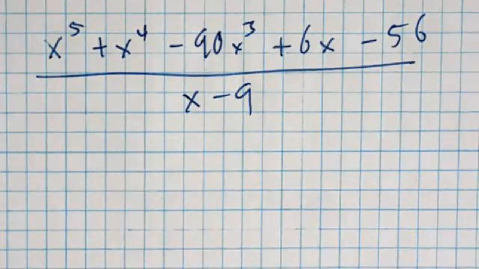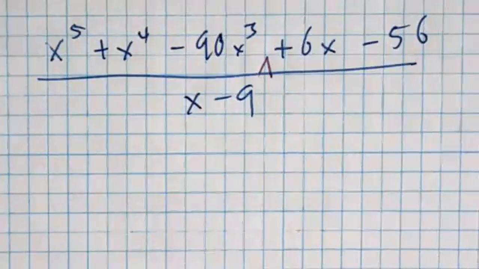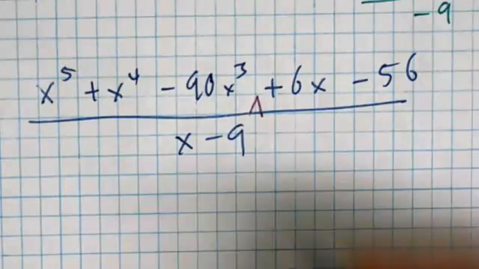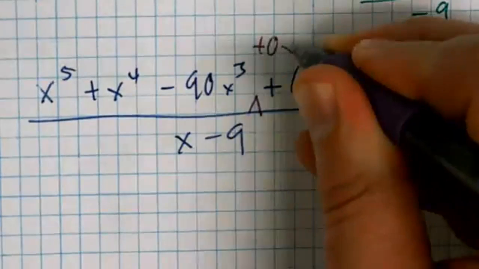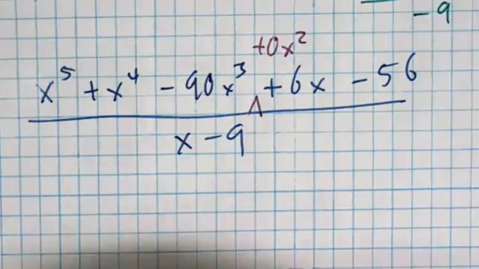And I wanted to do this one in particular because what do you notice about the thing on the top this time? There's no x squared in there, right? Did you catch that? There's no x squared in there. And if we're going to do synthetic division, we have to fill in all of the terms. So I'm going to insert a plus 0x squared in that spot. And when I put my coefficients in there, that zero's got to show up.